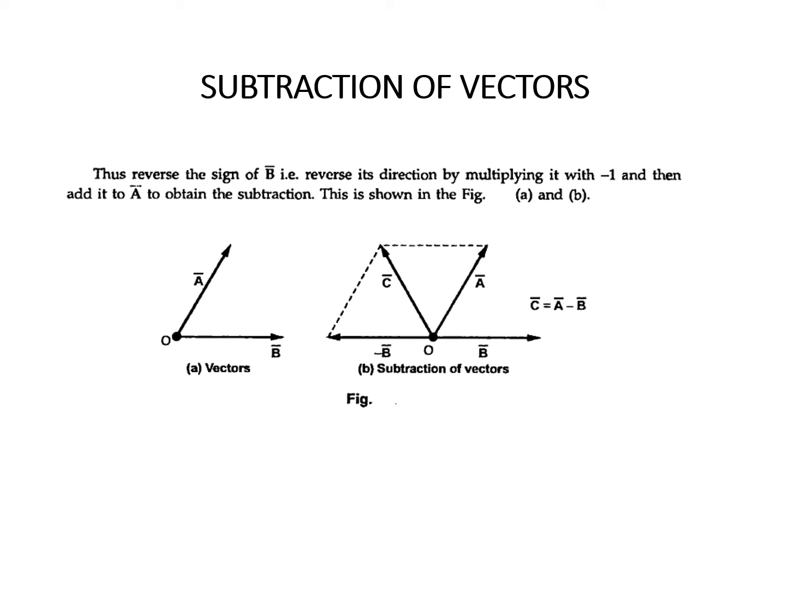So here this is the A vector and this is the B vector. We have to find A vector minus B vector. So this is the A vector and this is the B vector. We have to multiply -1 with the B vector, so we get minus B vector. Now add the A vector and minus B vector by using the parallelogram rule. The resulting diagonal gives the resultant C vector. C vector is A vector minus B vector.